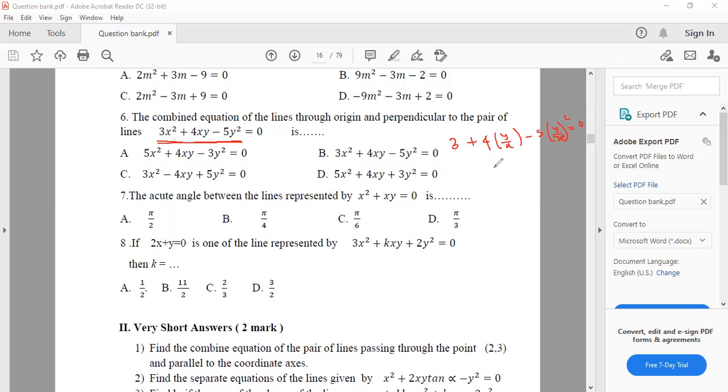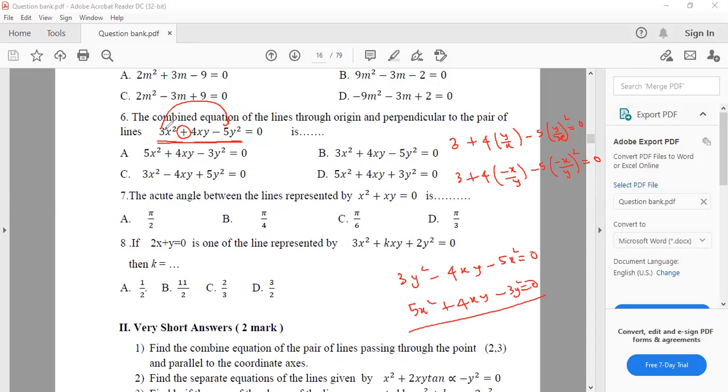If you want a faster method, there is also another one. Interchange these two and change the sign of this. Replace y by minus x upon y, or another way of saying is replace x by minus y and y by x. So 3y square minus 4xy minus 5x square. Now you want the x square coefficient to be positive, so change the sign: 5x square plus 4xy minus 3y square equals 0.